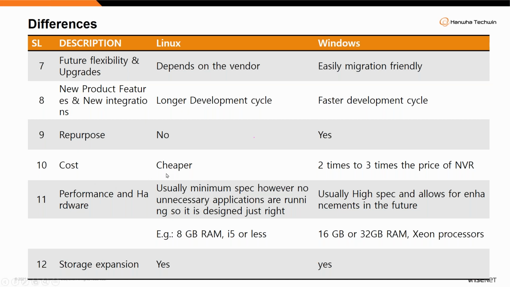Then cost is very cheap because so many licenses related to Windows are not there. Then performance is minimum, but whatever the NVR can guarantee will be mentioned on the datasheet. If it is 64 channel, it will 100% support 64 channel. What is written on the datasheet is guaranteed. Many NVRs nowadays support expansion of storage, so you can expand.